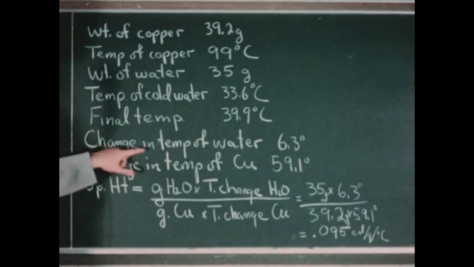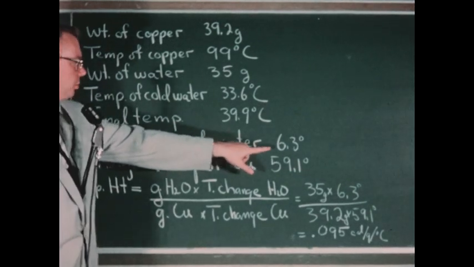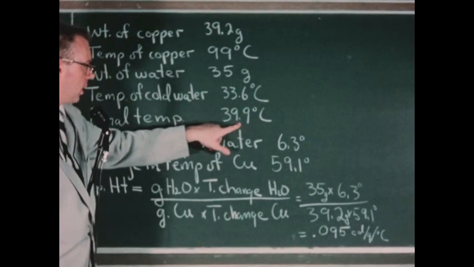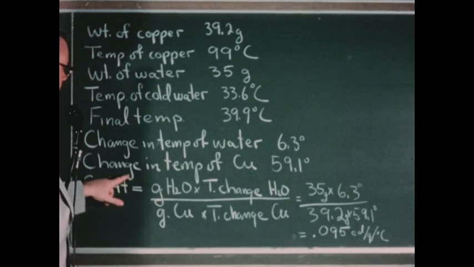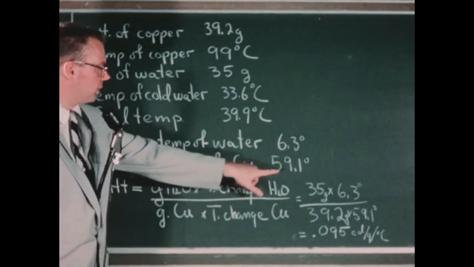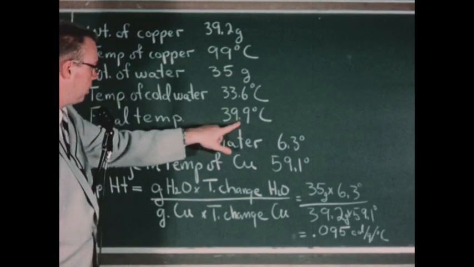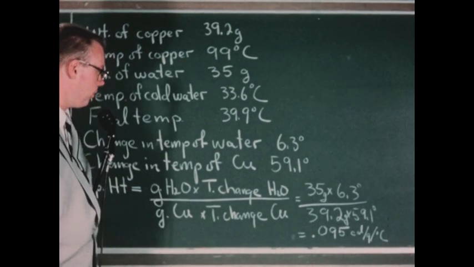Therefore, the change in temperature of the water was 6.3 degrees. This is from 33.6 up to 39.9. While the change in temperature of the copper is 59.1 degrees. This is the 99 degrees down to 39.9 degrees.